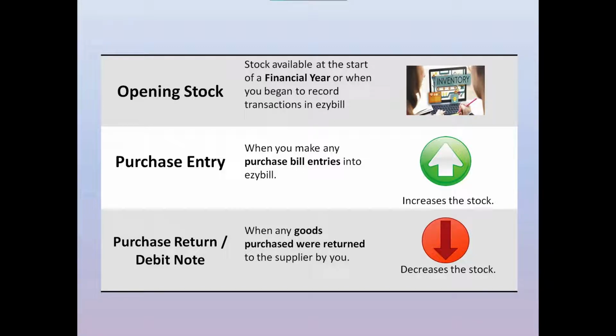Opening stock: available at the start of a financial year or when you began to record transactions in ezybill. Purchase entry: when you make any purchase bill entries into ezybill. Purchase returns or debit note: when any goods purchased were returned to the supplier by you.